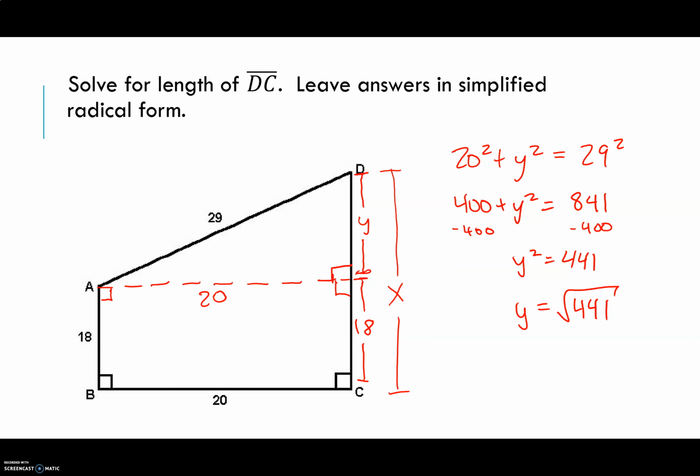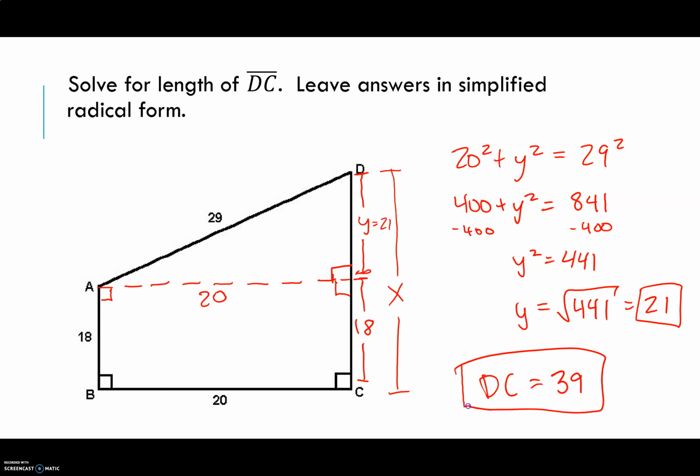You may not know that this number actually square roots to be an integer. 441 is a perfect square. This square roots to be exactly 21. Now this means that y is 21, and so then to actually solve the length of DC, you have to add 21 plus 18 together, and that would give you 39.